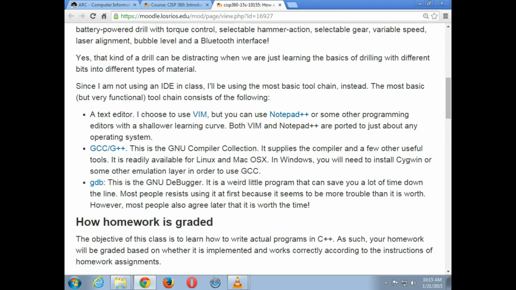So the tools that we'll be using in this class, there are 3 basic tools. The first one is an editor, a text editor, kind of like Notepad, except in this case, you can choose between Vim and one other tool which is called Nano. We have the compiler, which is GCC or G++, and we have a debugger called GDB.